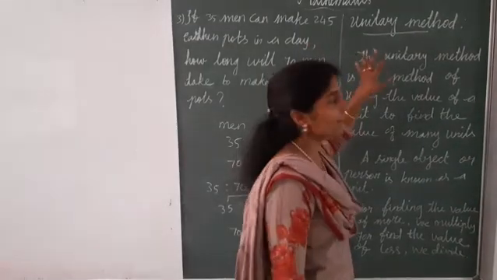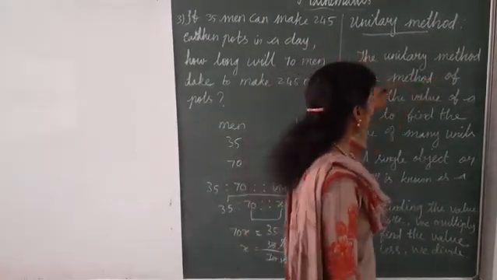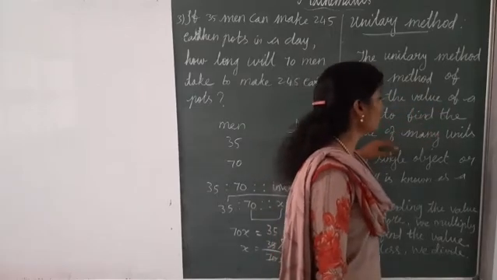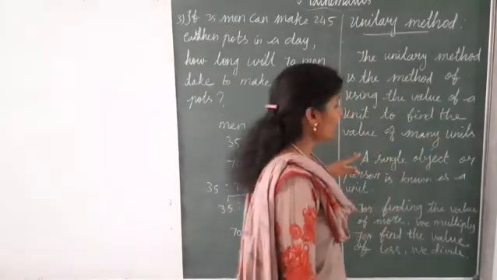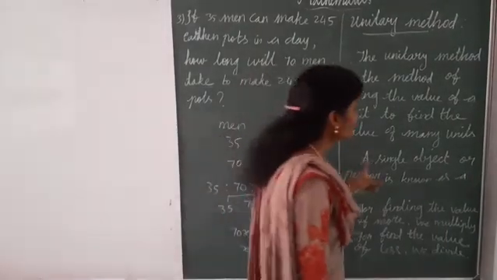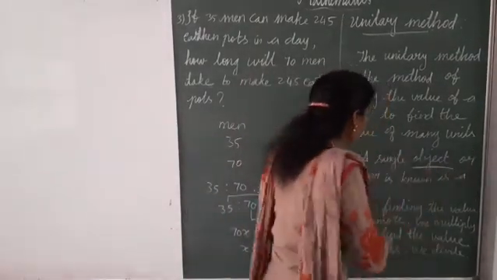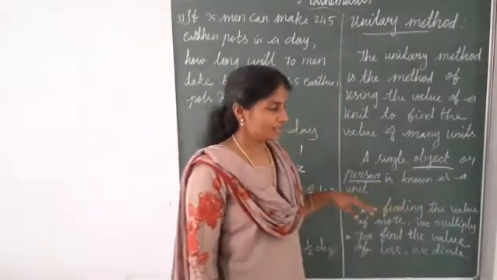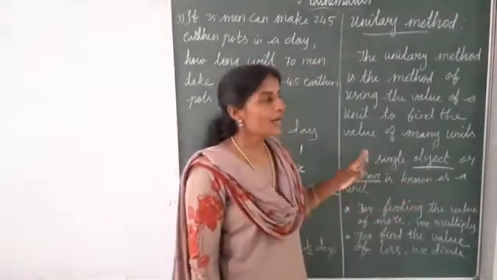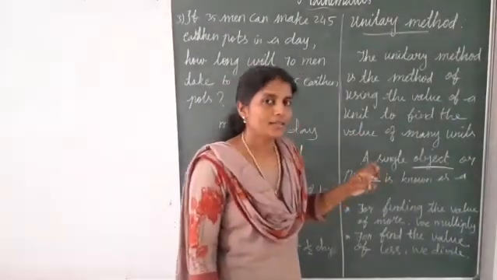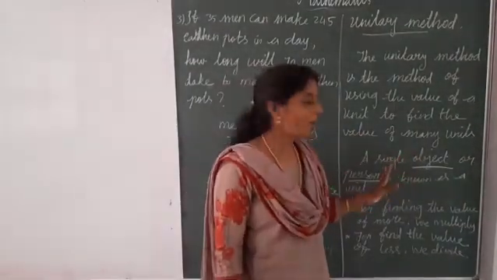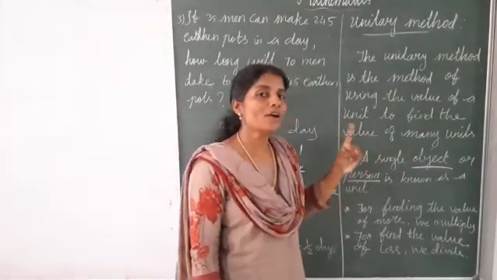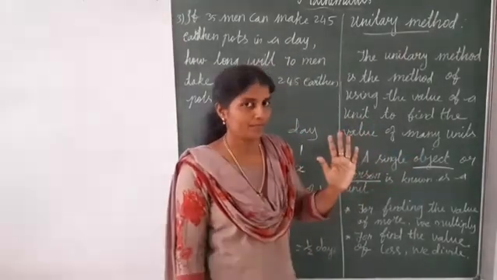What is the unitary method? The unitary method is the method of using the value of a unit to find the value of many units. What is a unit? A single object or person is known as a unit. For example, cost of 5 apples. That apple is a unit or object. Cost of 1 apple is 5 rupees.